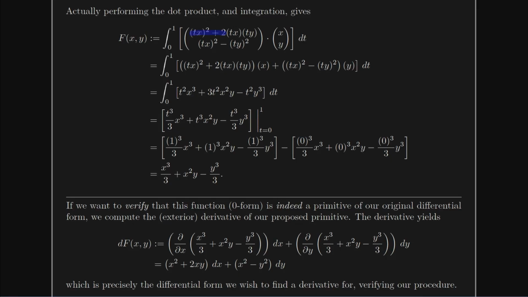We're just reading straight across. We're going to take this entire term, multiply by x, that's this, and then we're going to take this entire term, multiply by y, that's this. Then, because it's a dot product, we add all the terms together. Now we simplify.